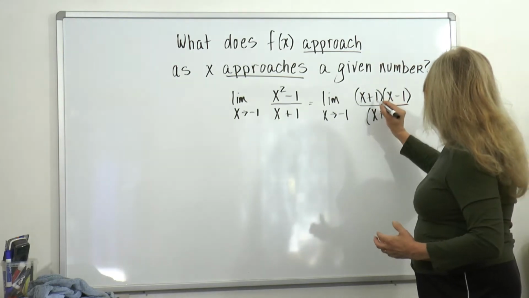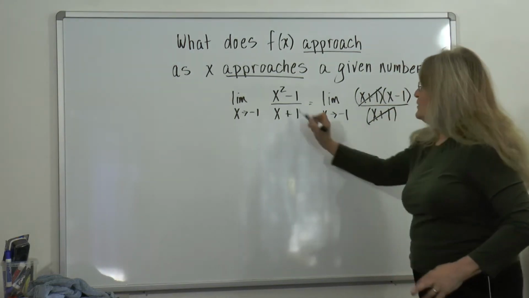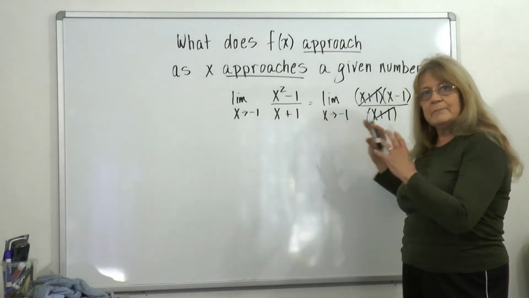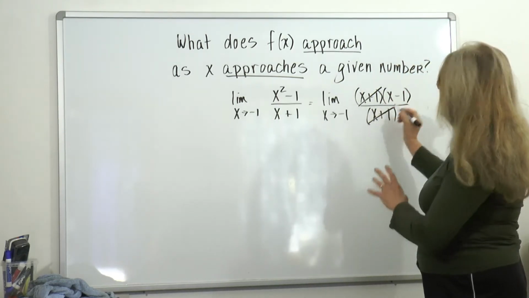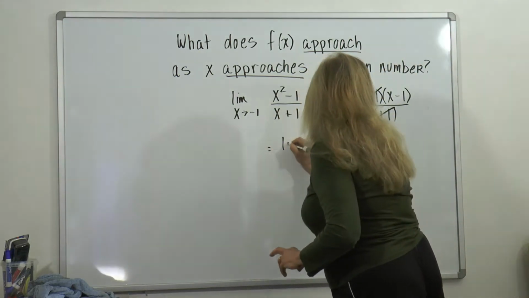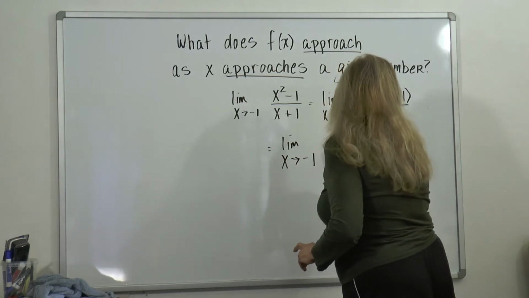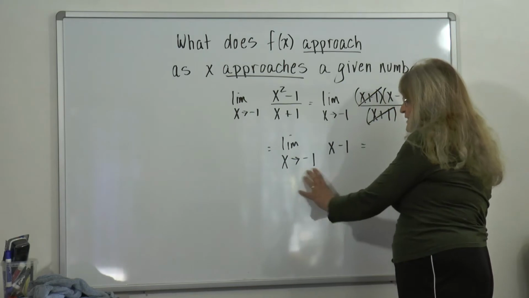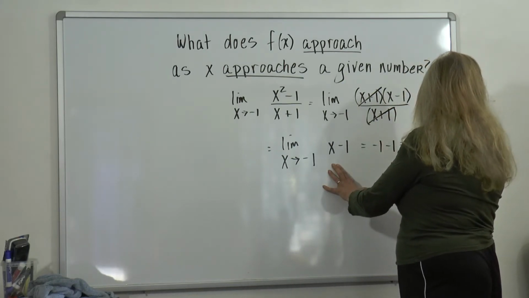So now I can see, since it's fully factored, I can reduce here. Notice I can't reduce over here, remember? You can only reduce when things are being multiplied, not whenever they're added or subtracted, okay? So whole factors, things that are being multiplied, can cancel. Okay, so this gives me the limit as x goes to negative 1 of x minus 1. Now, I can let x actually equal negative 1, and it gives me negative 2.